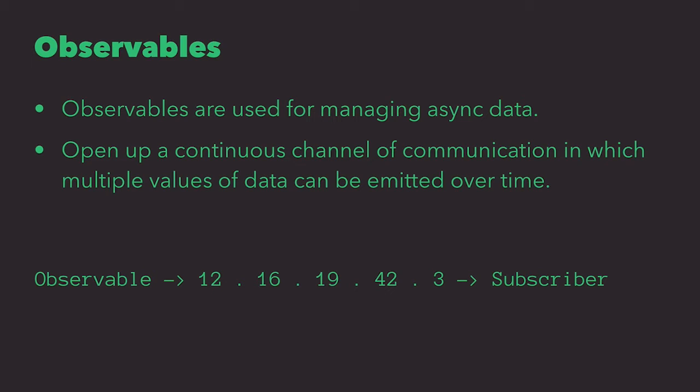Instead of having a one-time binding where you create a promise and something happens, and once that action is complete, either the promise rejects or resolves, with observables you create an open, continuous channel of communication. You have the observable on one side and the subscriber on the other side, and the observable is pushing out values. So when we push out values like 12, 16, 19, and so on, the subscriber will receive those values and then update whatever data bindings need to be updated based on that snapshot.